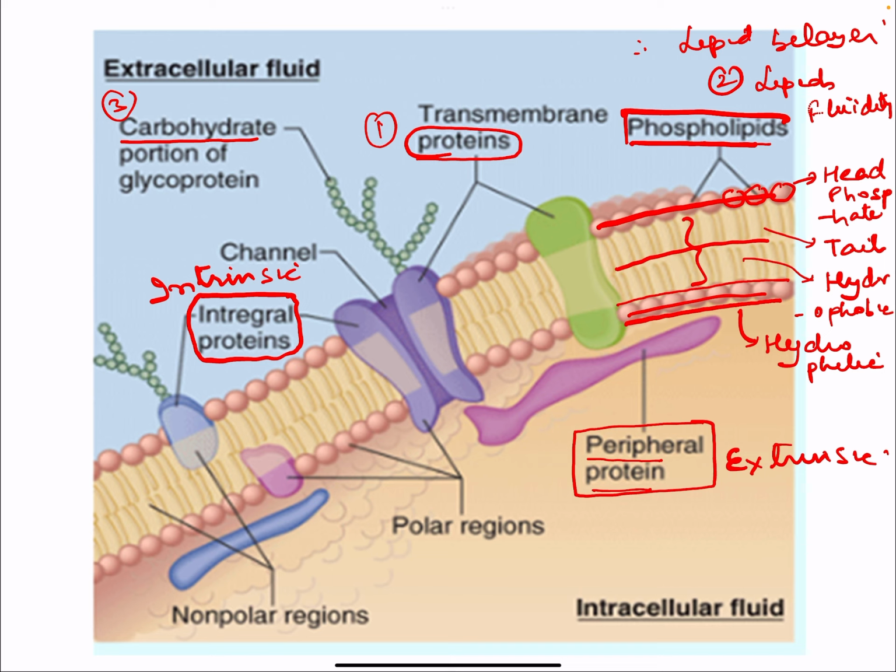The integral proteins, you can see here, some are just embedded in this lipid bilayer, and some integral proteins pass through this cell membrane. Such integral proteins which pass through the membrane through and through are called transmembrane proteins. Right. So the third component is the carbohydrate.